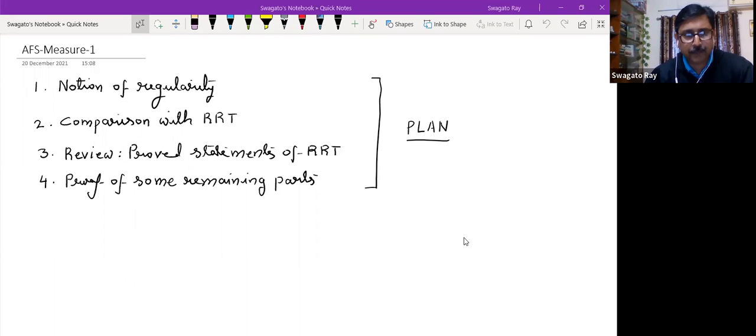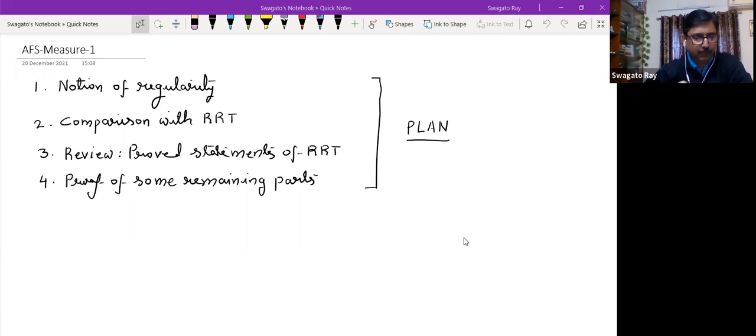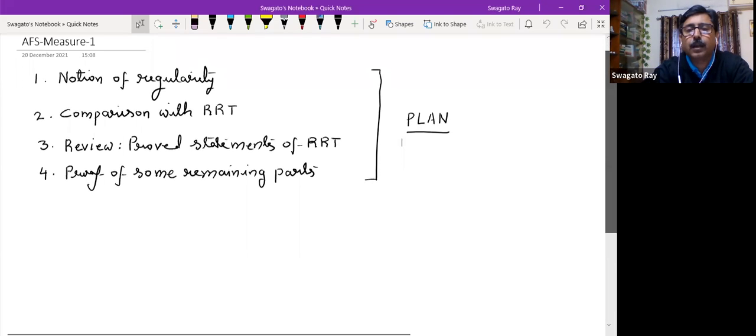We have enough time. So is that understood what I exactly said? Have you understood the plan? That we're going to start with a new notion, which you may not be familiar with. But even if you are familiar with, it's still better to review it. So we start with the notion of so-called regularity of a measure. Okay. So let me start.